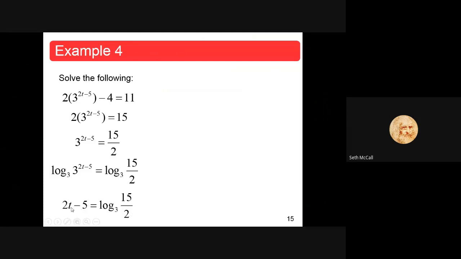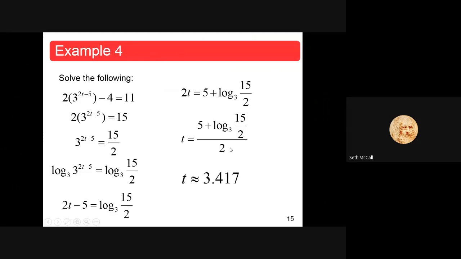Now, moving on to solve the rest of this, you can see we have 2t minus 5. We're going to get rid of the minus 5 by adding 5 to both sides. So we end up with 5 plus log base 3 of 15 over 2. And finally, we're going to divide both sides of the equation by 2. And you're going to get your final answer, which is 5 plus log base 3 of 15 over 2, all divided by 2. And there's your final answer to that equation. If you want to type that into your calculator, you can. You would get about 3.417, but it's not necessary unless the directions say so.